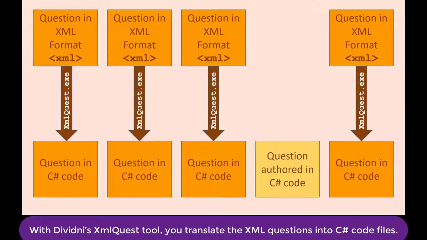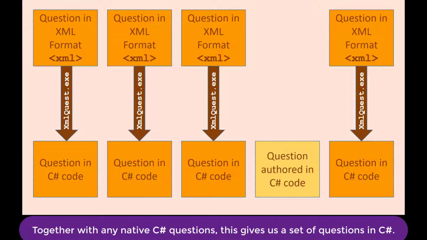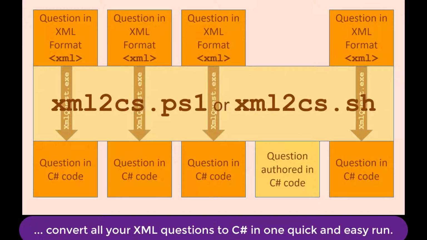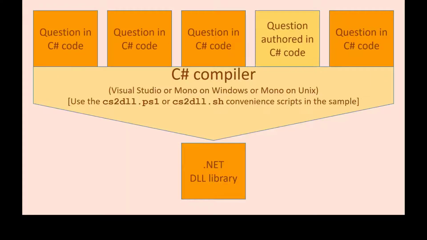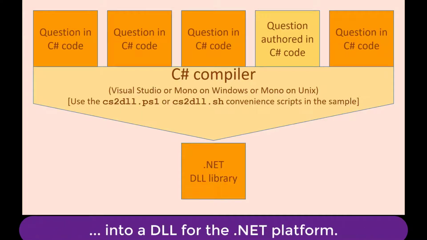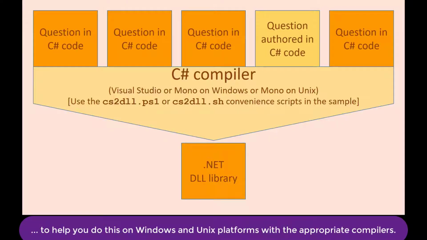With Dividni's XML Quest tool, you translate the XML questions into C# code files. Together with any native C# questions, this gives us a set of questions in C#. The XML to CS convenience scripts from our sample code convert all your XML questions to C# in one quick and easy run. In the next step, you compile the C# code files containing the question code into a DLL for the .NET platform. Our sample code provides the CS to DLL convenience script to help you do this on Windows and Unix platforms with the appropriate compilers.